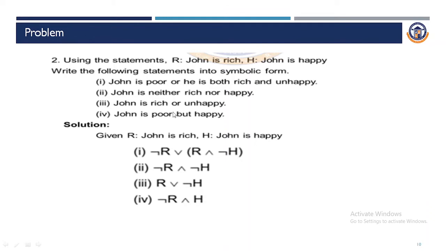John is rich or unhappy. John is rich is R, with a disjunction, and unhappy is negation H. Happy is H, unhappy is negation H. John is poor but happy. John is rich is R, so John is poor means negation R, and happy H.